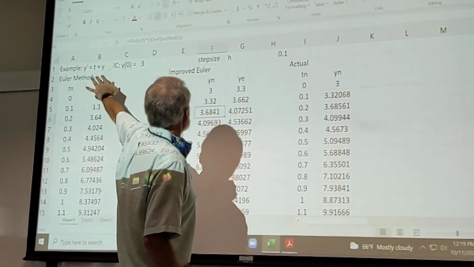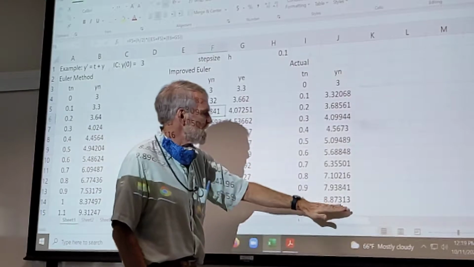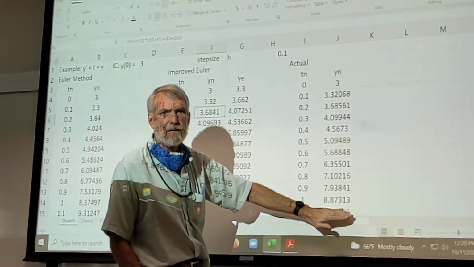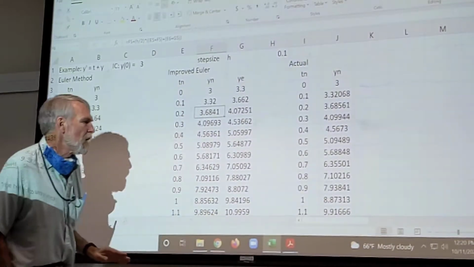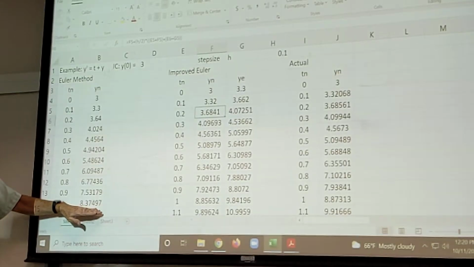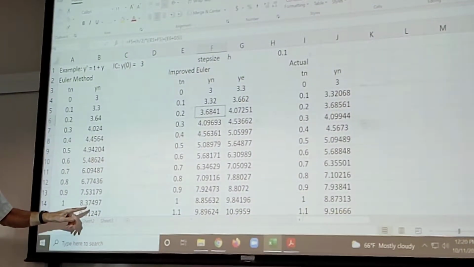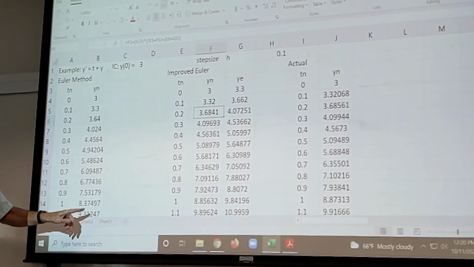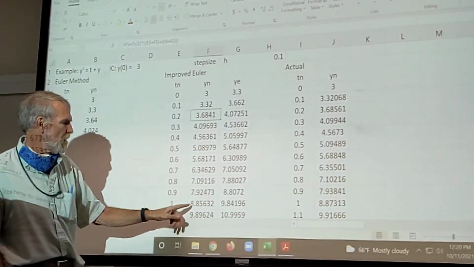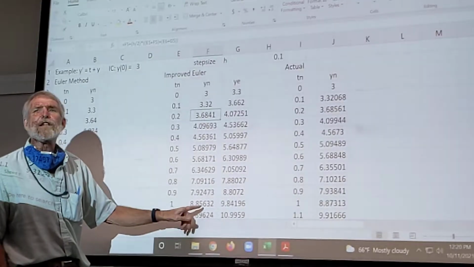Again, we solved this differential equation. Here was the exact solution, 8.87313. Okay, that's what it is exactly. The Euler's approximation came out to be 8.3749. See, we're already off by 0.5. That's a pretty big error right there. But look at the improved Euler's. We're only off by 0.02.